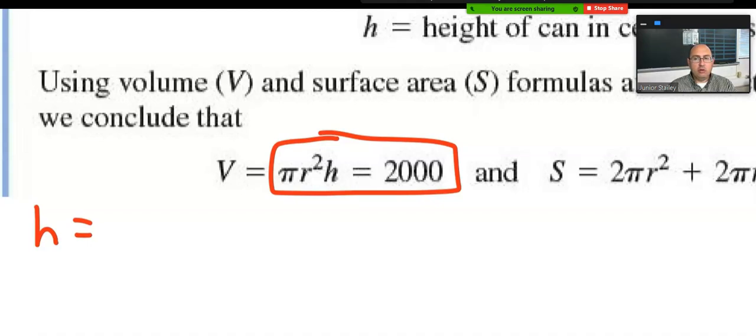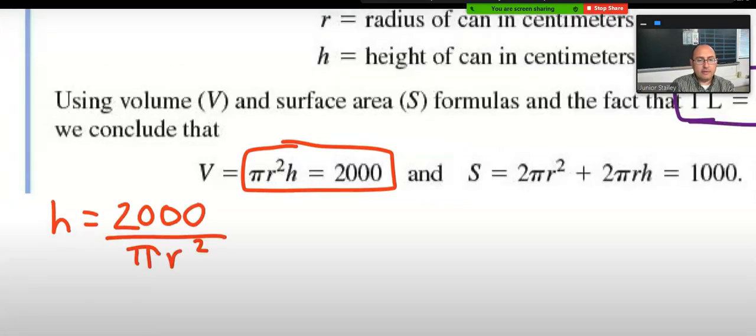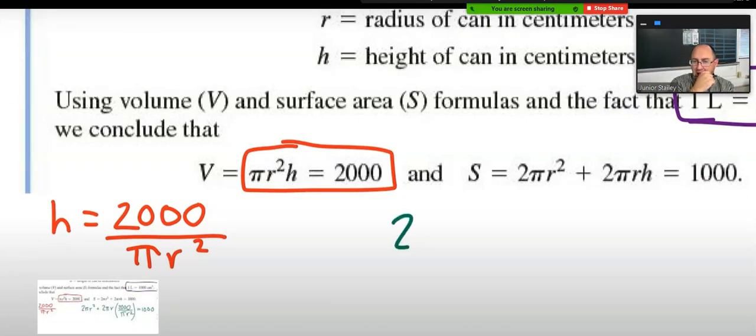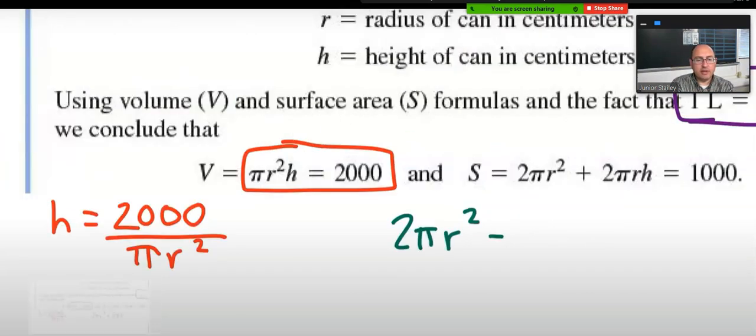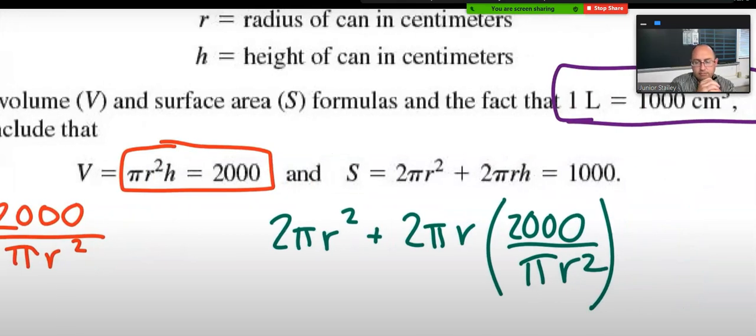So the big question is, do you know how to deal with multiplication? There it is. We could substitute this. Yes, substitute. 2 pi r squared plus 2 pi r times 2,000 over pi r squared equals 1,000. We're just taking one equation and plugging it into the other equation.